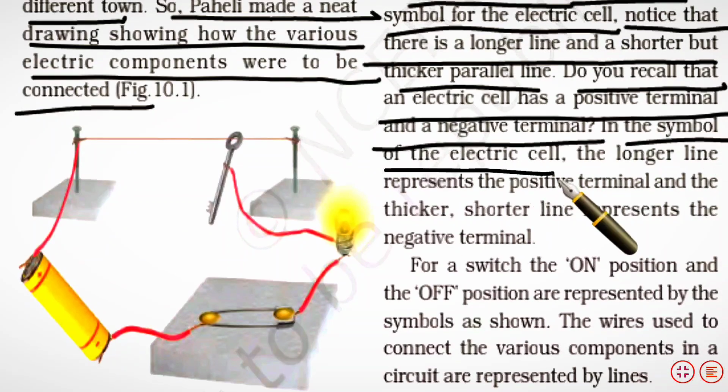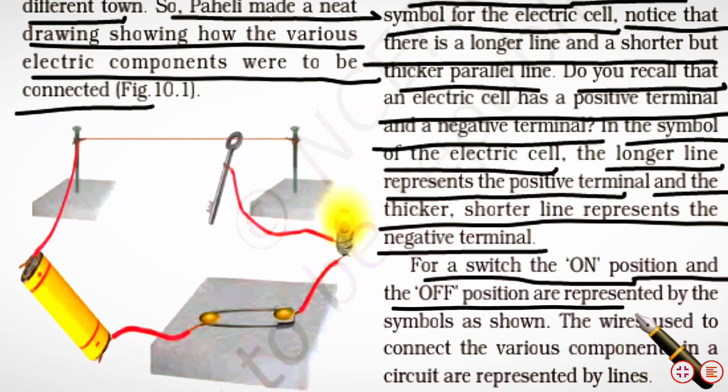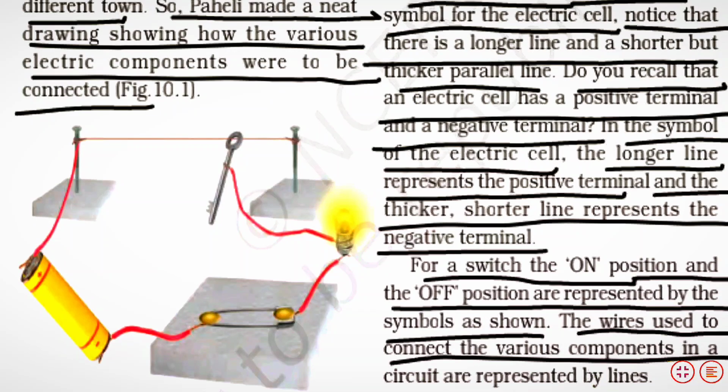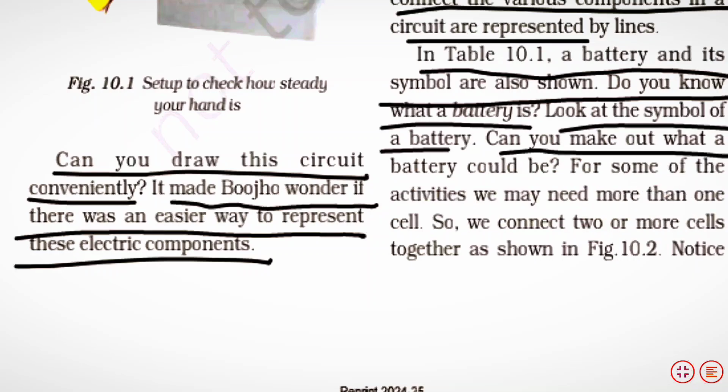In the symbol of the electric cell, the longer line represents the positive terminal and the thicker and shorter line represents the negative terminal. For a switch, the on position and the off position are represented by the symbols as shown. The wires used to connect the various components in a circuit are represented by lines. In Table 10.1, a battery and its symbol are also shown. Do you know what a battery is? Look at the symbol of a battery. Can you make out what a battery could be?